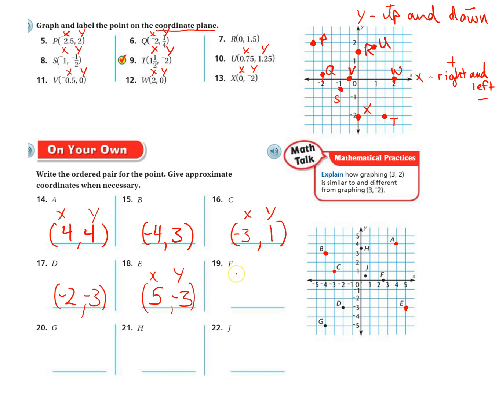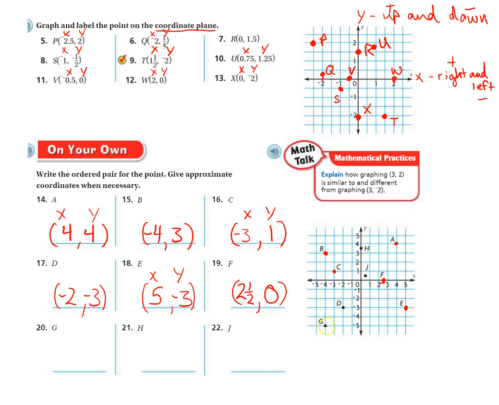Okay, point F is right here. I start with the X, so I move right or left. I have to move to the right, and it looks like it's right in between the 2 and the 3, so that's going to be +2.5. And then I don't need to move up or down, so that's 0 on the y-axis. If you don't move up or down, that's 0 on the y. If you don't move right or left, that's 0 on the x-axis.